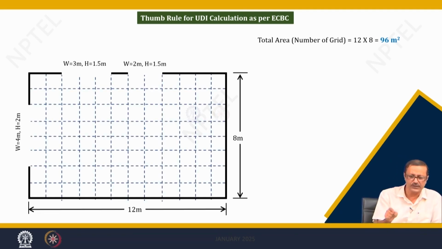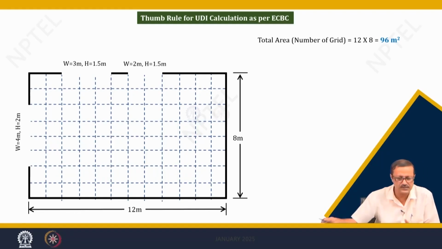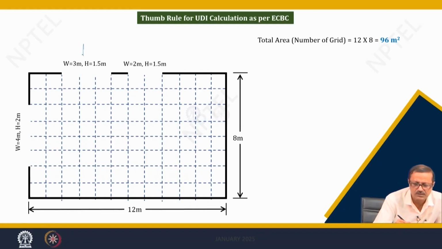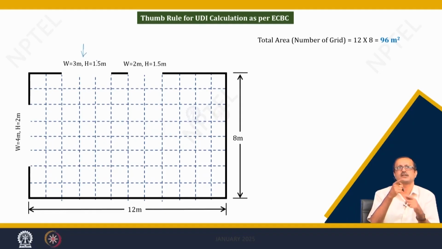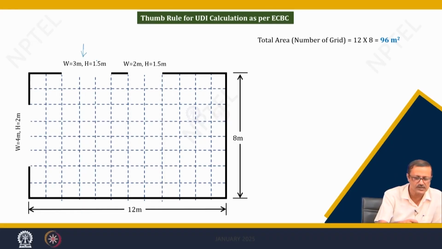But see, I have 3 windows. One is 3 meter in width, and this one is 3 meter by 1.5 meter, with 1.5 meter height from the floor, and this is 2 meter by 1.5 meter, again from the floor, and this is 4 meter by 2 meter, again from the floor. So, like that. So, 4 meter is the width.